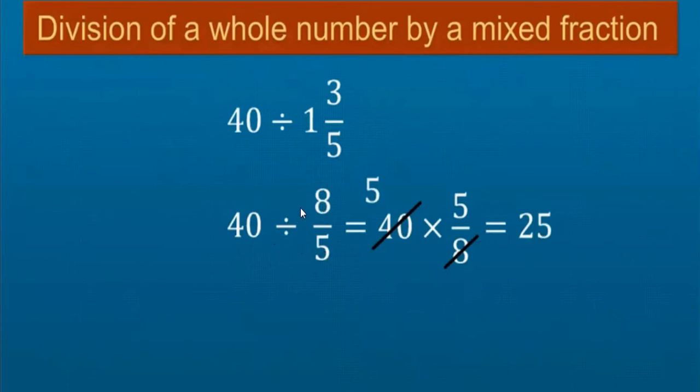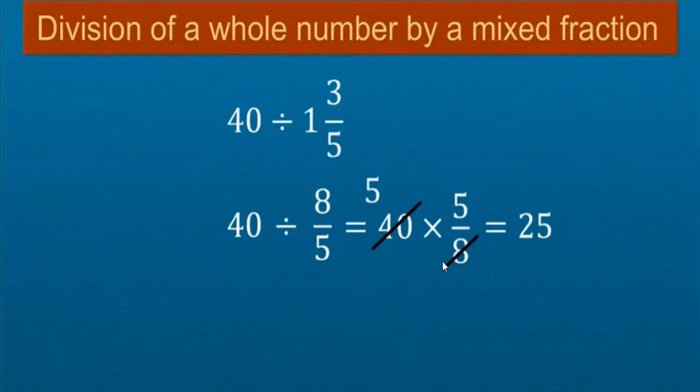Now again, here it is division. So you have to take the reciprocal of the fraction. That is, turn 8/5 upside down. When we turn it over, we get 5/8. Since we have taken the reciprocal, you have to multiply it. So 40 into 5/8. Okay, 40 into 5/8.